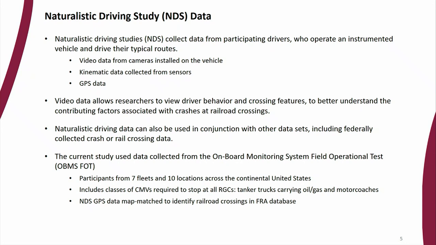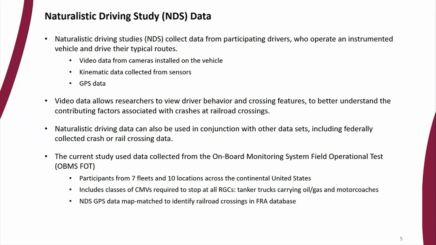And another bonus to the naturalistic data is it doesn't have to be assessed on its own, because we have GPS data, we have information about the fleets involved and their location. We are able to link our data to other databases and leverage information from multiple sources to better understand the topic of interest. So in this case, we were able to match our data to the federally collected crash and rail crossing data sets. And the current study that we'll present today, the data was collected from a study called the Onboard Monitoring System Field Operational Test.